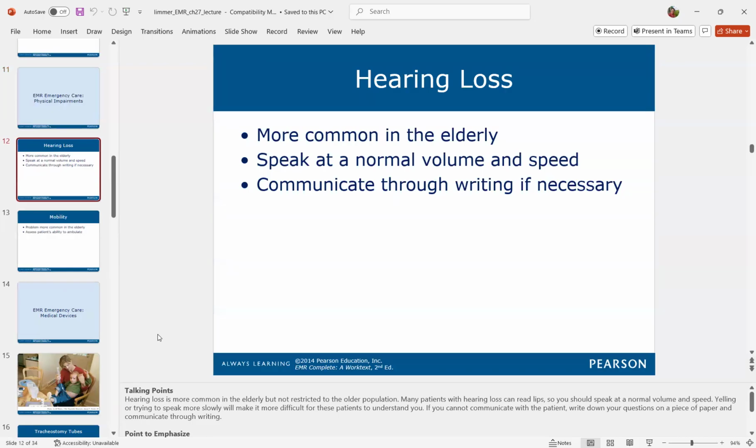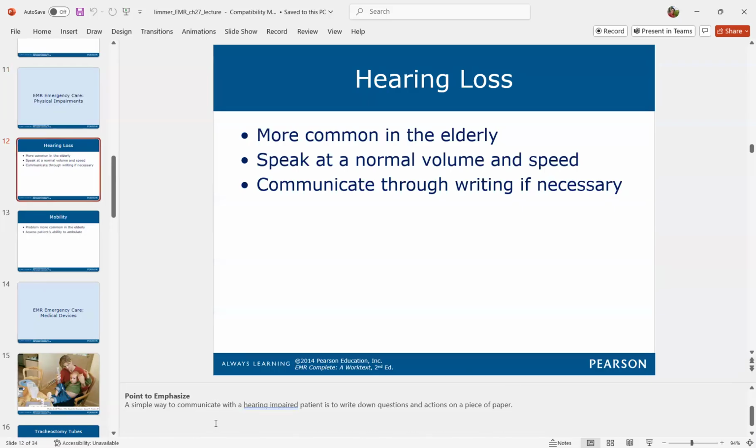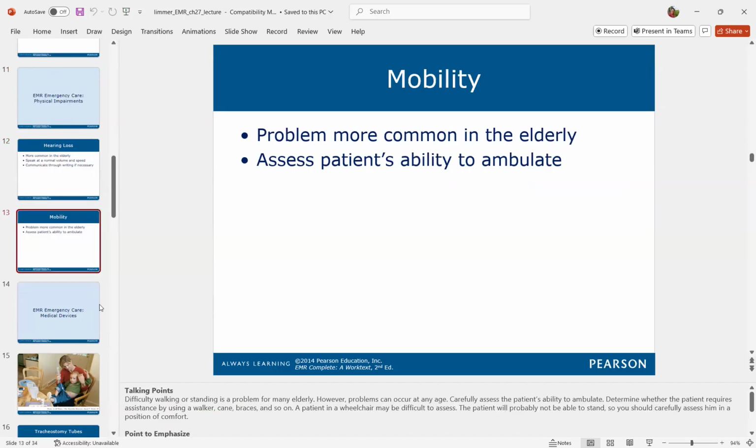Again, hearing loss is more common in the elderly, but it's not restricted to older populations. Anybody can have hearing loss. Many patients with hearing loss can read lips, so you should talk at normal volume and speed. Yelling or trying to speak more slowly makes it more difficult for them to understand you. If you cannot communicate with the patient, write down your questions on a piece of paper. That's why I carry a notebook. Get a piece of paper out, start writing stuff down. They'll start yelling back at you.